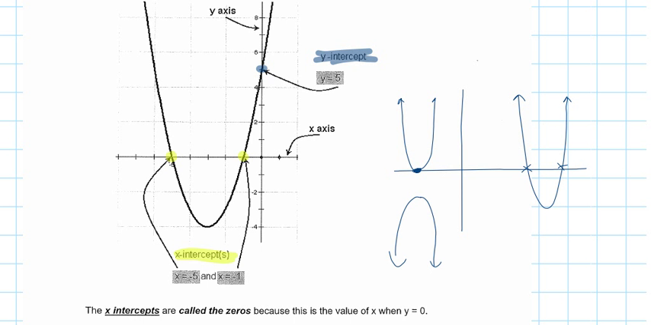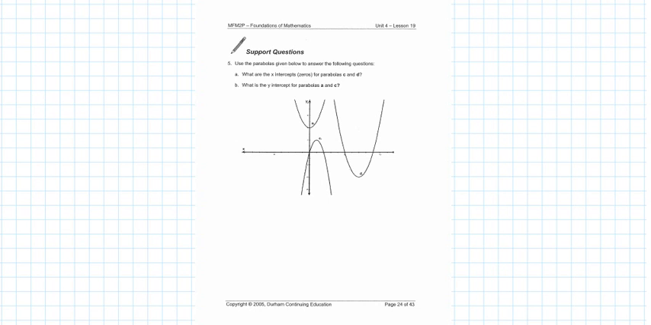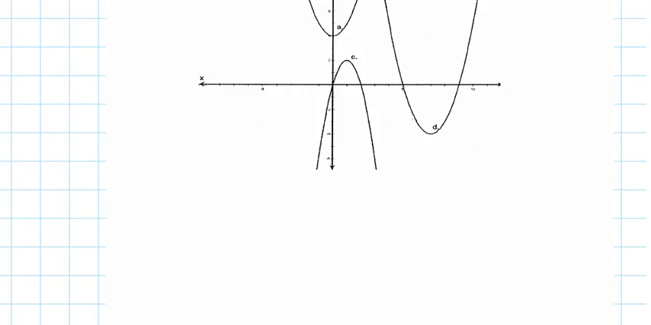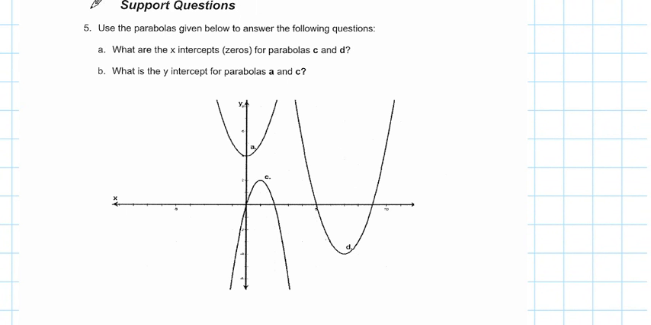All right, so when we're talking about the x-intercept, we're talking about when it is intersecting the x-axis. Y-intercept is when it's intersecting the y-axis. So the question here is asking you, what are the x-intercepts? Another word that they use for x-intercepts is zeros. So if they ask you what are the zeros, this is another word for the x-intercept. Make sure that you know that.